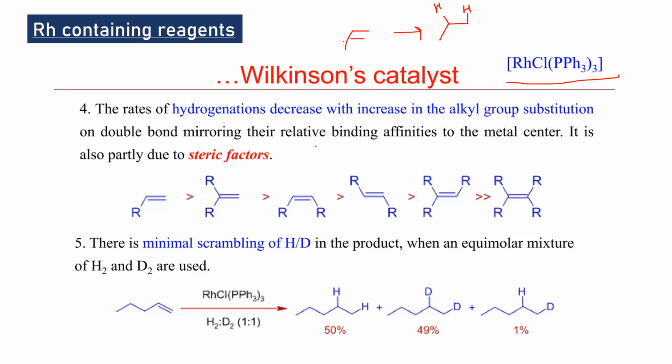The rate of this hydrogenation decreases with increase of alkyl group substitution on the double bond. As much as the double bond becomes bulkier, the rate of hydrogenation decreases. There is minimal scrambling of hydrogen and deuterium in the product when an equimolar mixture of H2 and D2 is added. This means the reaction is going through a concerted pathway, so there is very little chance of deuterium incorporation and giving a mixture of products.